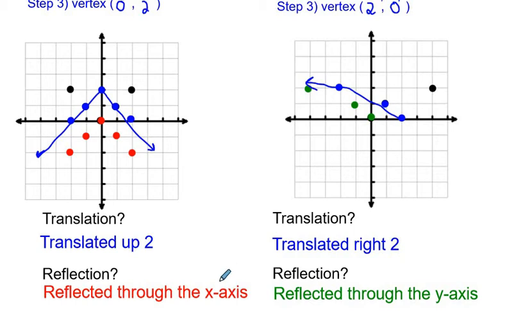Some people say over, and I use these interchangeably, but I think you can see it happening through the x-axis, so that's also a word you can use. In this one, we said it translated right 2, which it did. It moved to the right 2 on the x-axis, and it reflected through the y-axis.